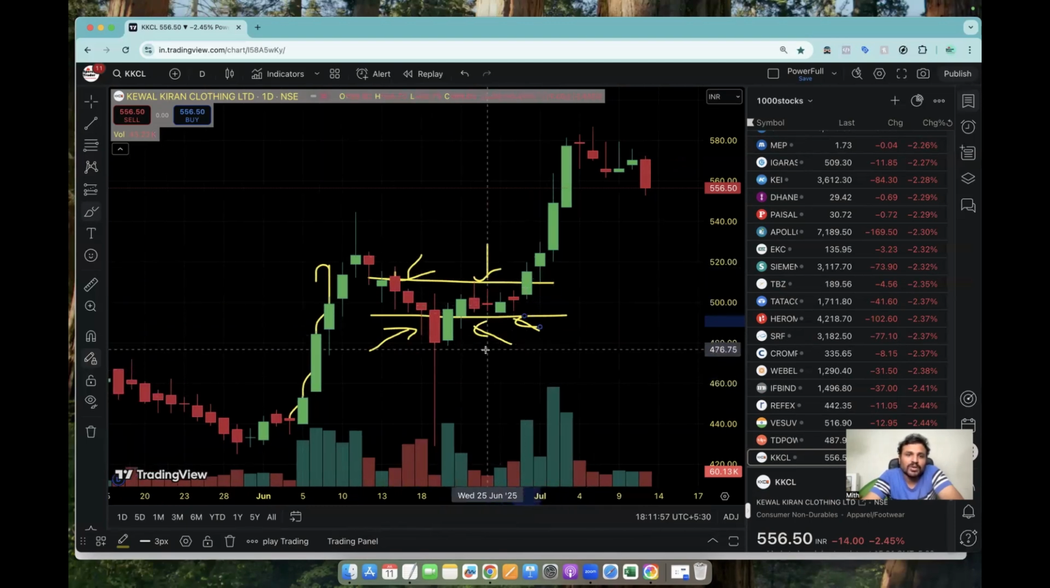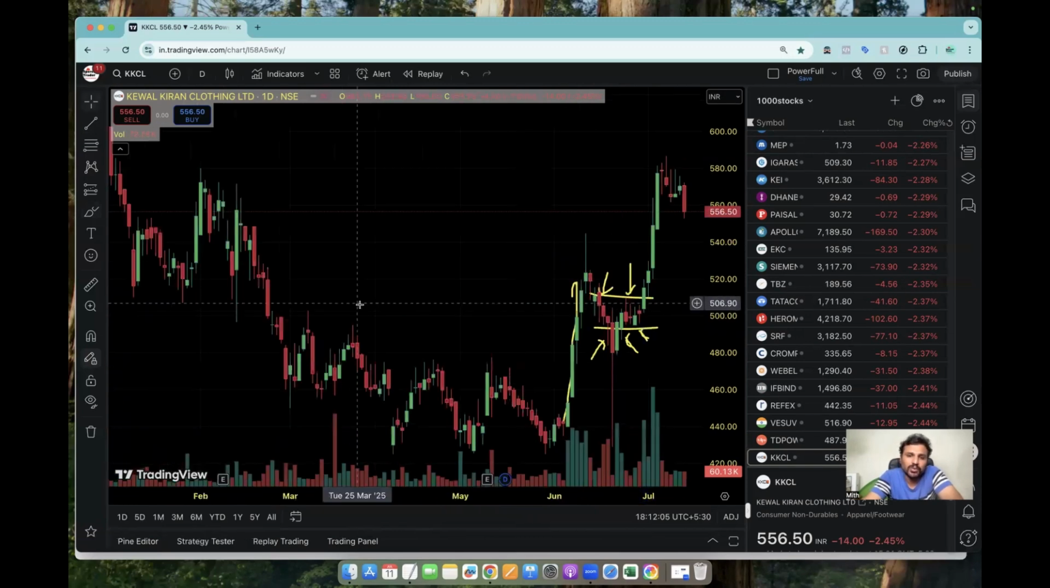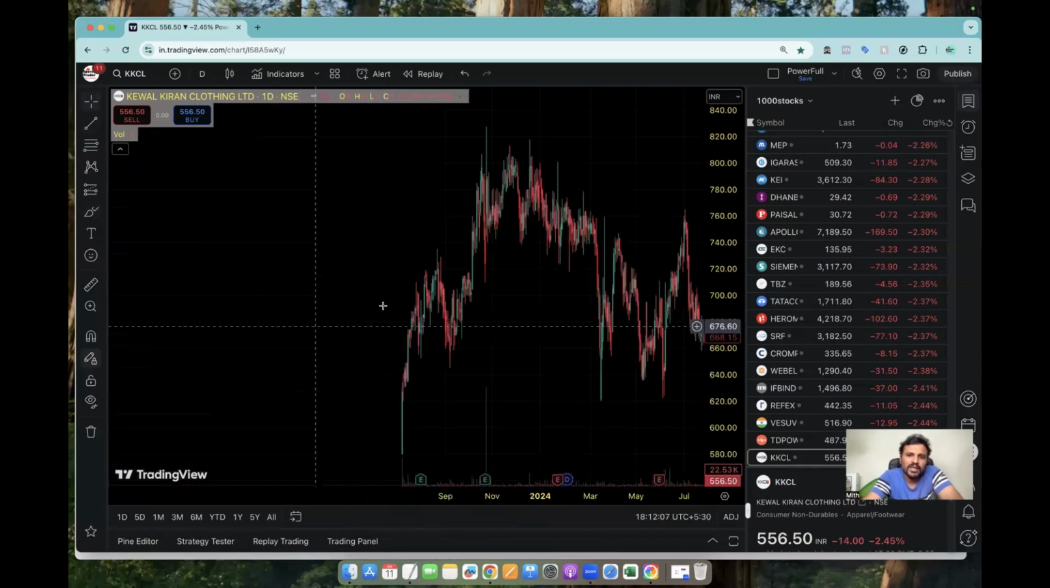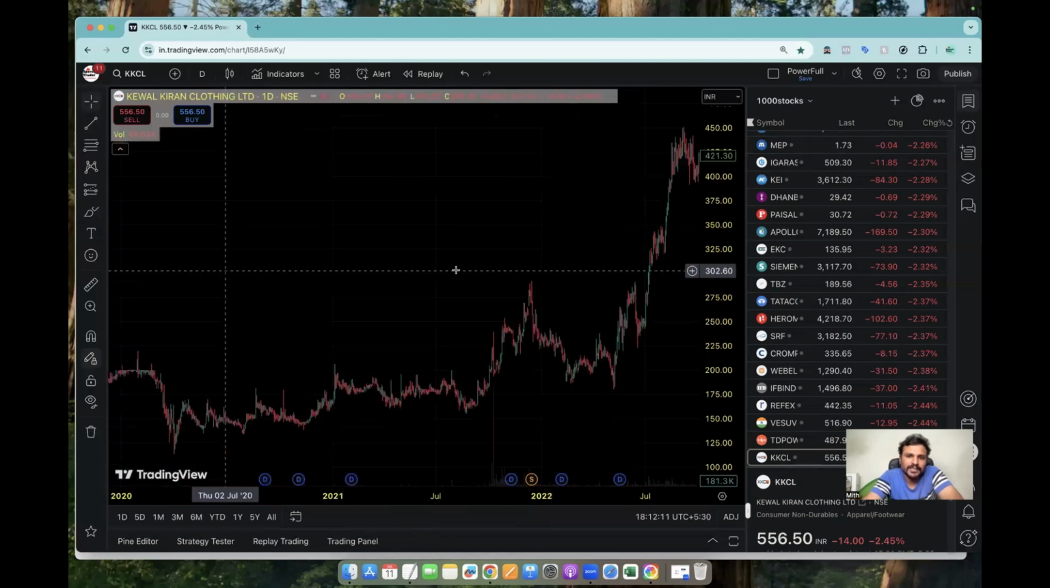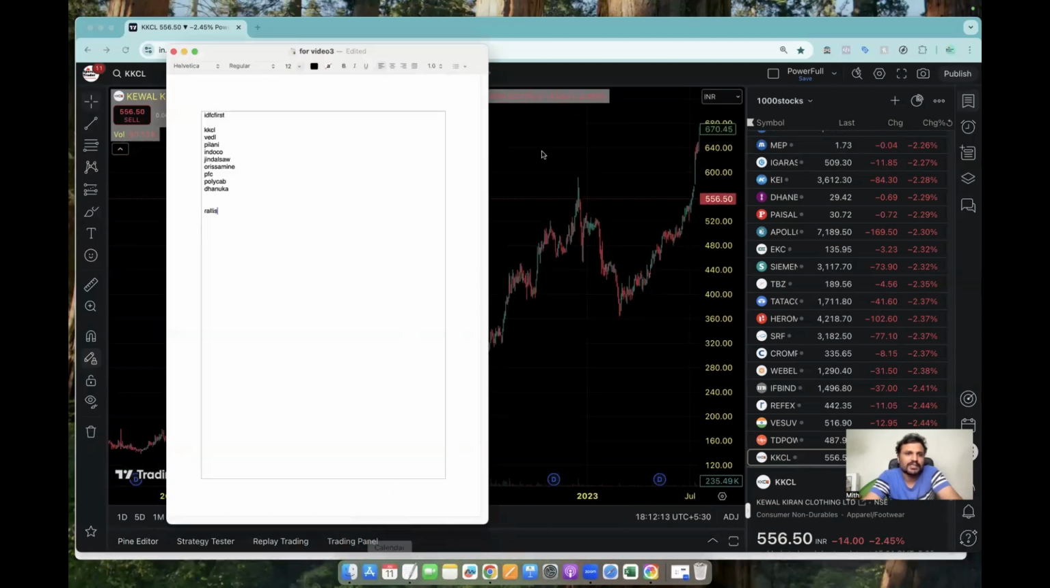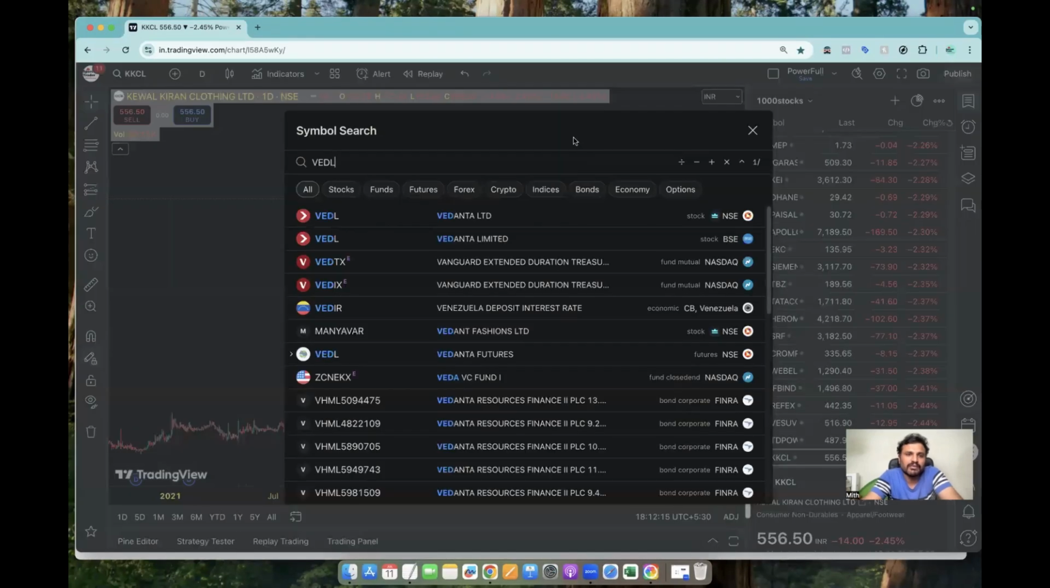Then once it has touched, for example, one time on the upper side and one time on the downside, and it's broken, it's going away. Let's go to a different place. If I'm able to find this particular setup elsewhere, we'll see, for example, VDL. Let's go, so we'll have a clear understanding.